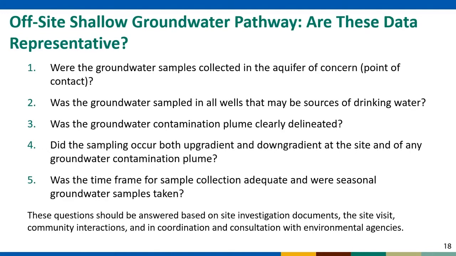The next questions include, was the groundwater sampled in all off-site wells that may be sources of drinking water? Is the groundwater contaminant plume clearly delineated? Did the sampling occur both up gradient and down gradient at the site? And finally, were all possible groundwater contaminant plumes sampled? Maybe the groundwater was sampled in all off-site wells that could be sources of drinking water.